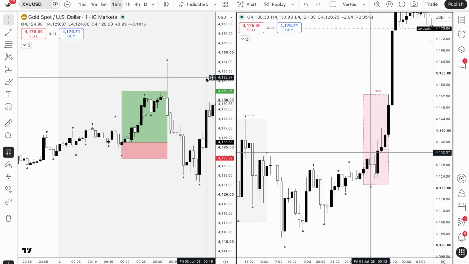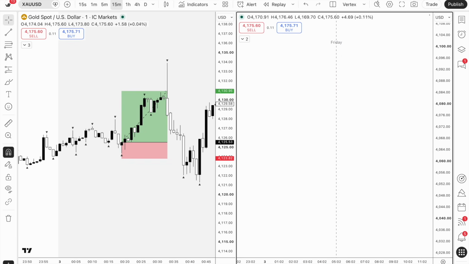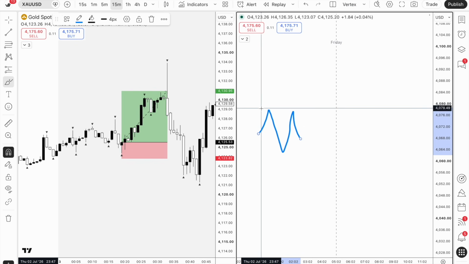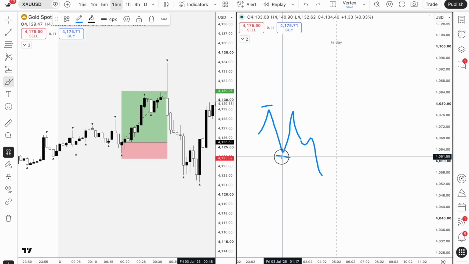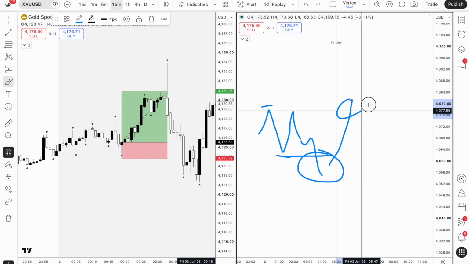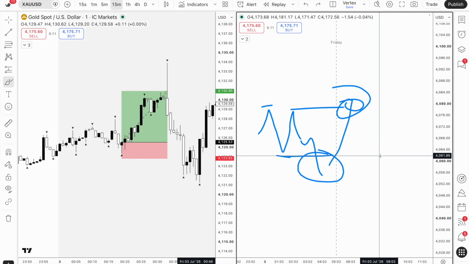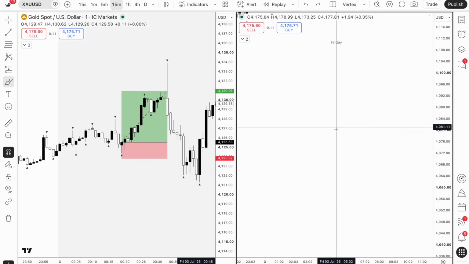So the continuation model for the blueprint edge, how does it work? It is as simple as it sounds. Let me just draw it so we can see. Generally we have our 15-minute fractals. Once a fractal low is taken, we are looking to go long, and once a fractal high is taken, we're looking to go short. That is the general idea of the blueprint edge using the reversal system.